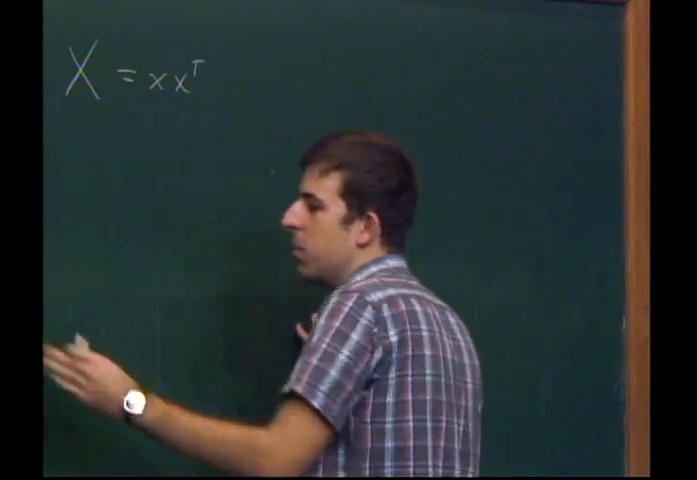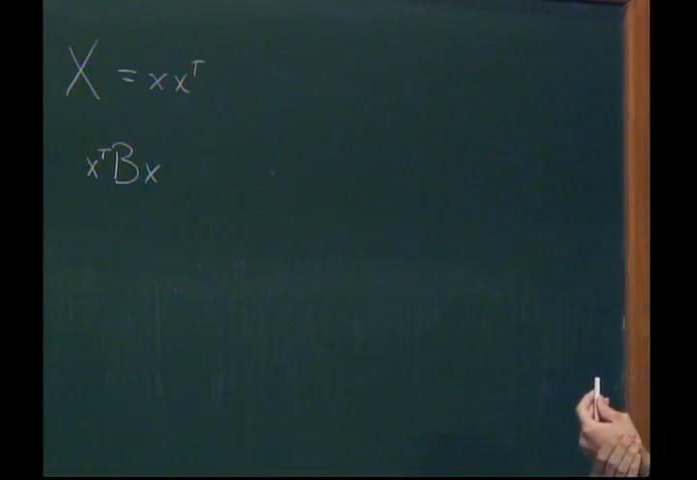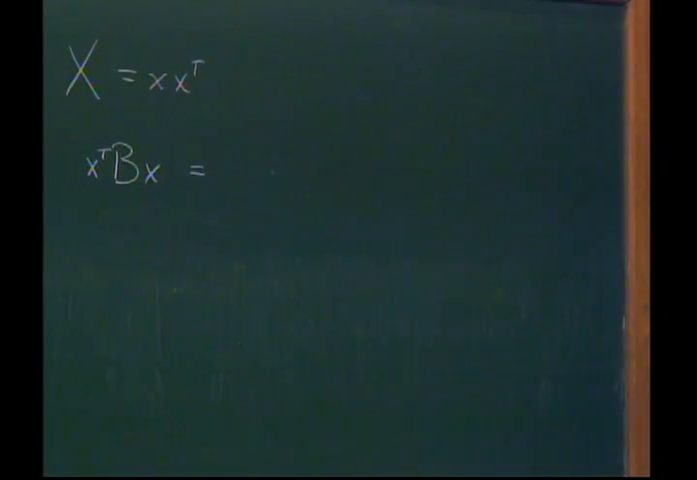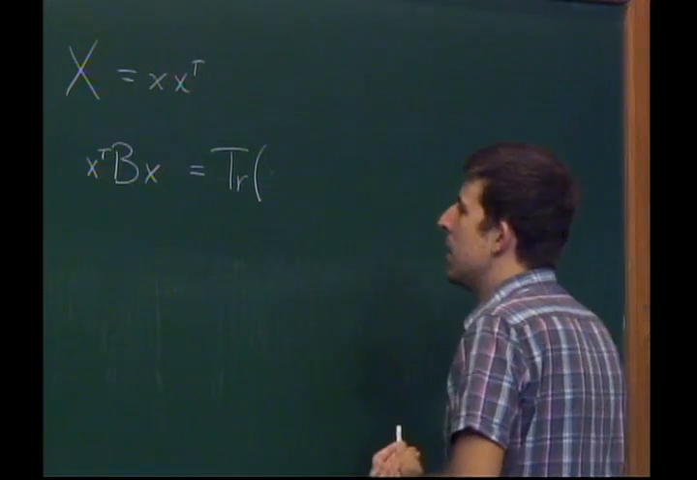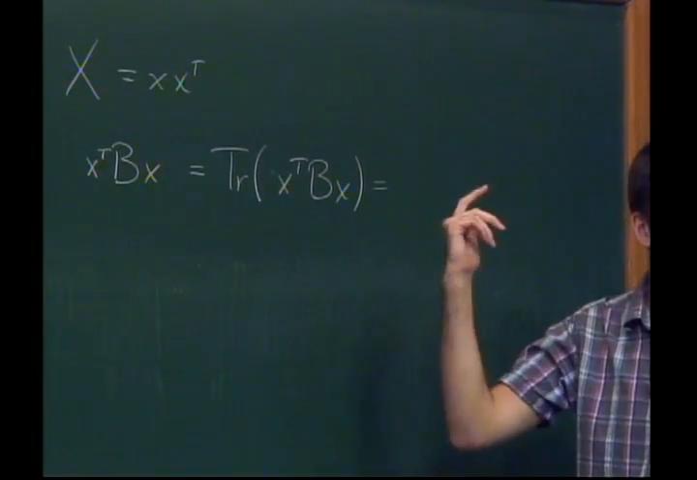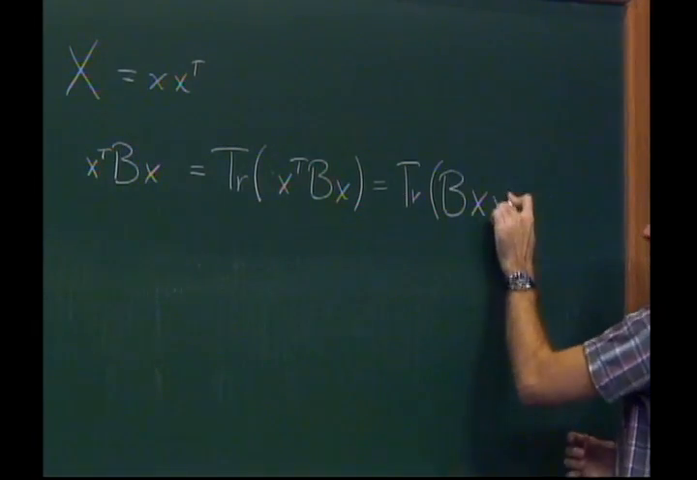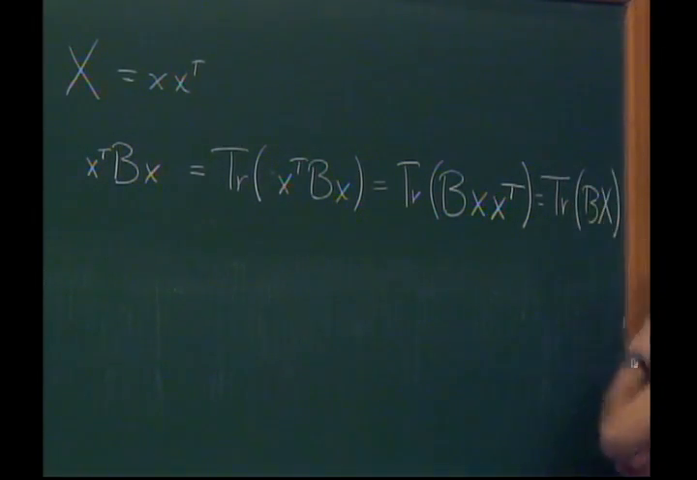My objective function was x transpose B x. This is a number. I can put a trace on a number, it'll just be the same number. I think you see now what's coming next. The trace is cyclic, so I can push this x transpose over there, and this is just the trace of B times big X. So all of a sudden, at least my objective value started being linear. So we're in better shape.